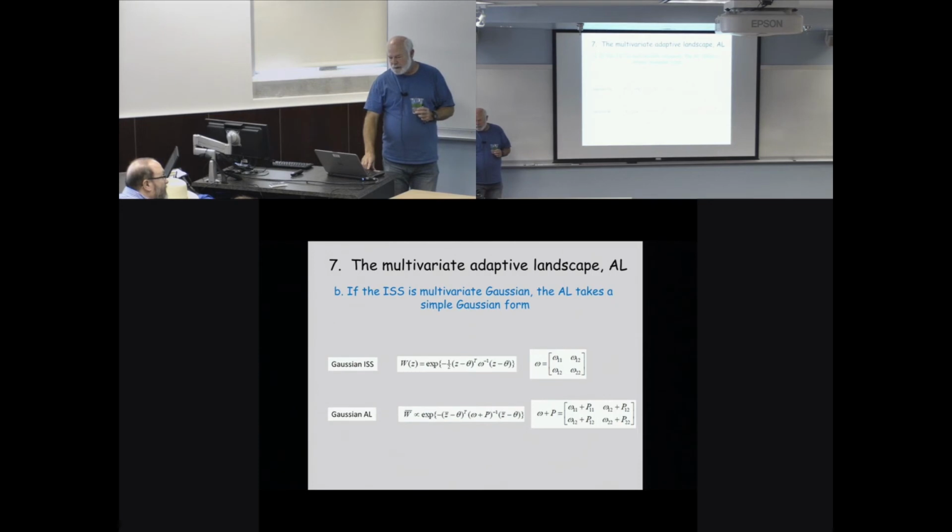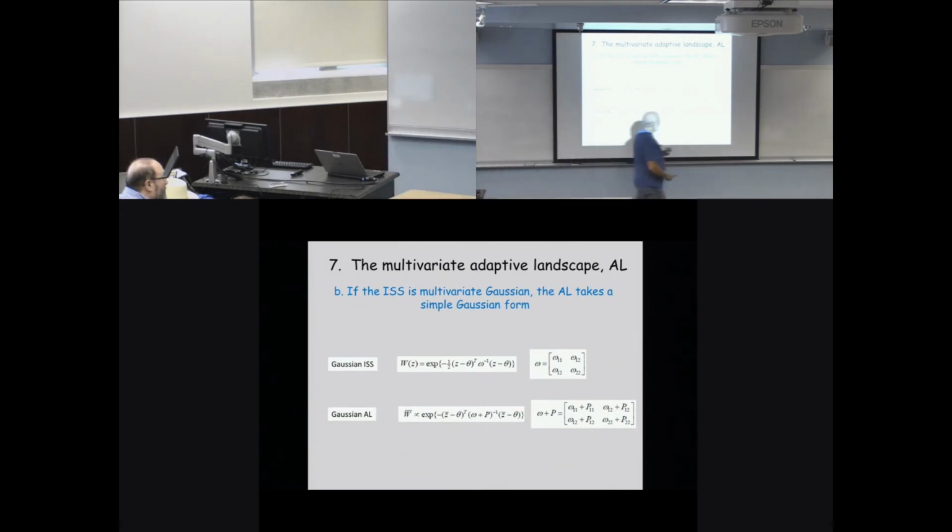And this is worth looking at briefly. Here's the expression for a multivariate adaptive landscape with a Gaussian individual selection surface, and here's the Gaussian adaptive landscape that we get by assuming this and assuming that the trait distribution is multivariate Gaussian before selection. When you look at this omega plus P term, it's a matrix, and it's the matrix that plays the same role that omega plays in the individual selection surface.